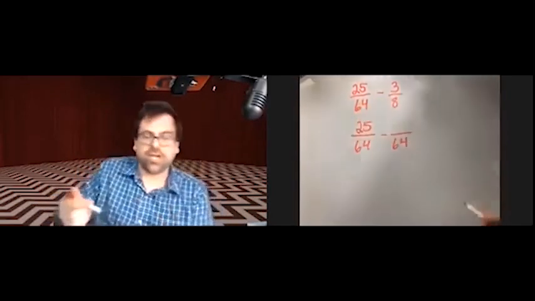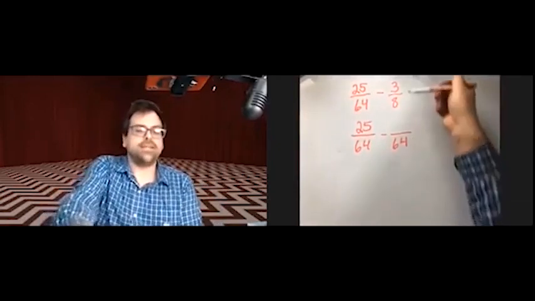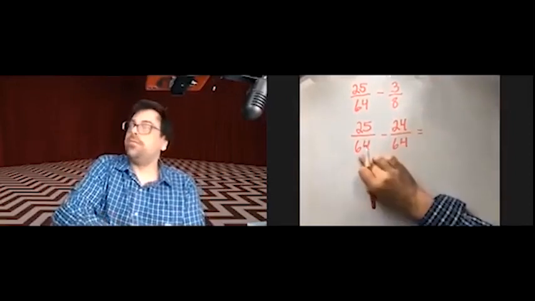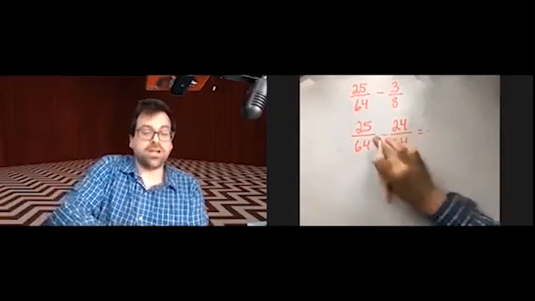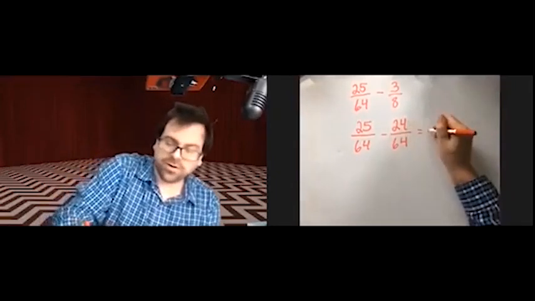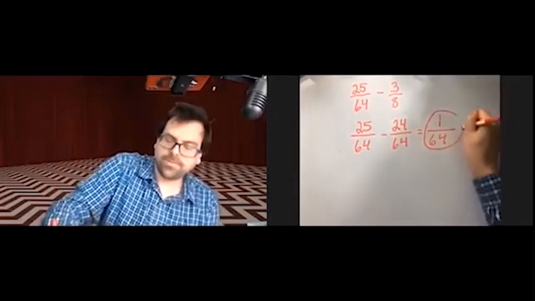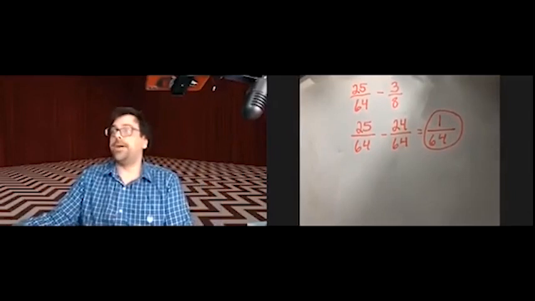25/64 is not going to change. To go from 8 to 64, that's times 8. So 3 times 8 is 24. Finally, 25 minus 24 gives us 1/64. 1/64 is the final answer there.